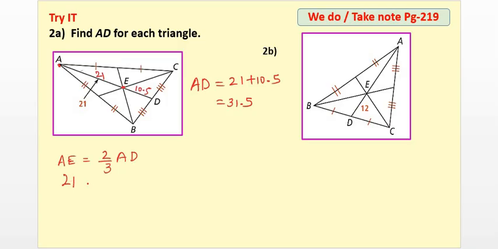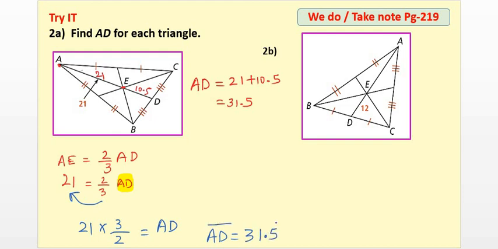So replace AE by 21 equals 2/3 AD, because we are trying to find AD. I'll keep this AD over here and I will move this fraction to the other side. Whenever we move the fraction to the other side, it gets flipped, so it will become 3/2 equals AD. Now you can multiply it, simplify it, so the value of AD will become 31.5, the same as we did here without this formula. Clear? Okay, now look at the second example.